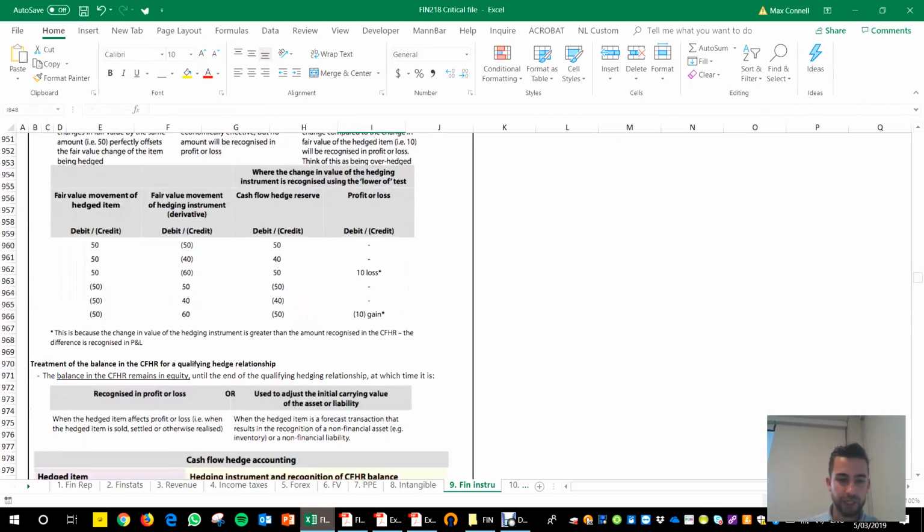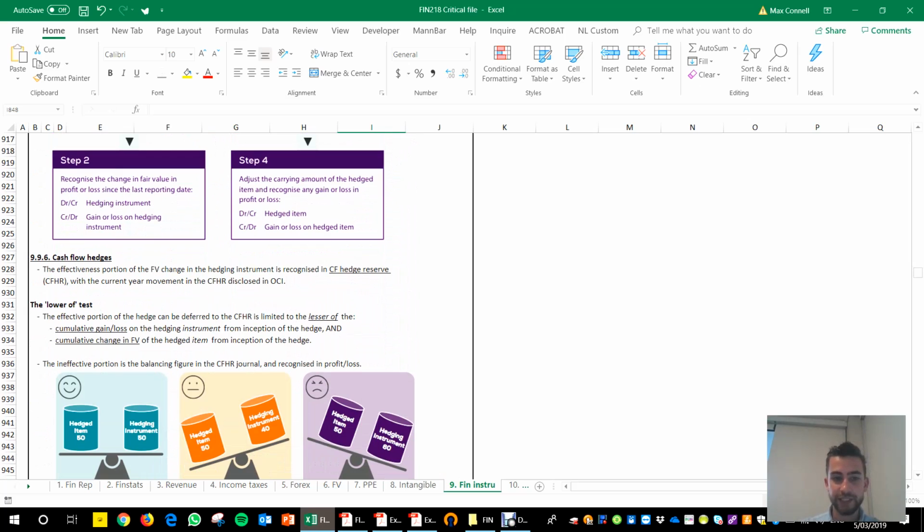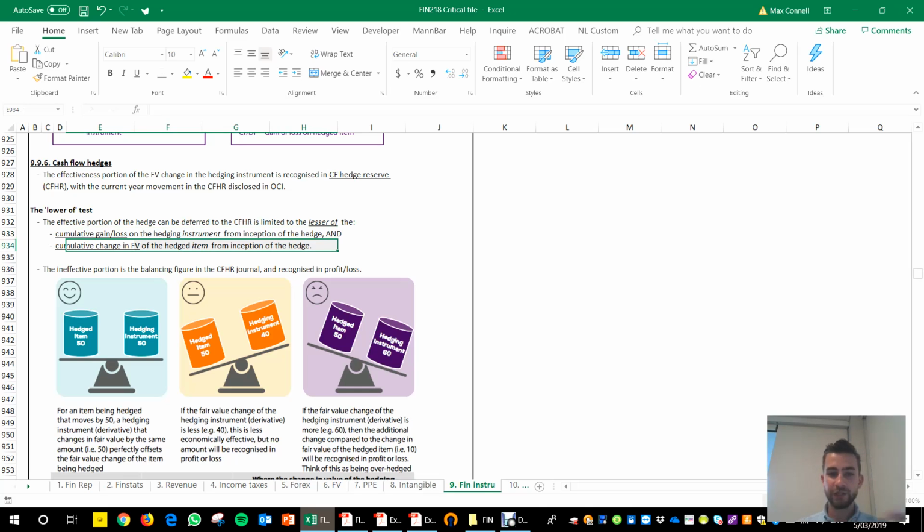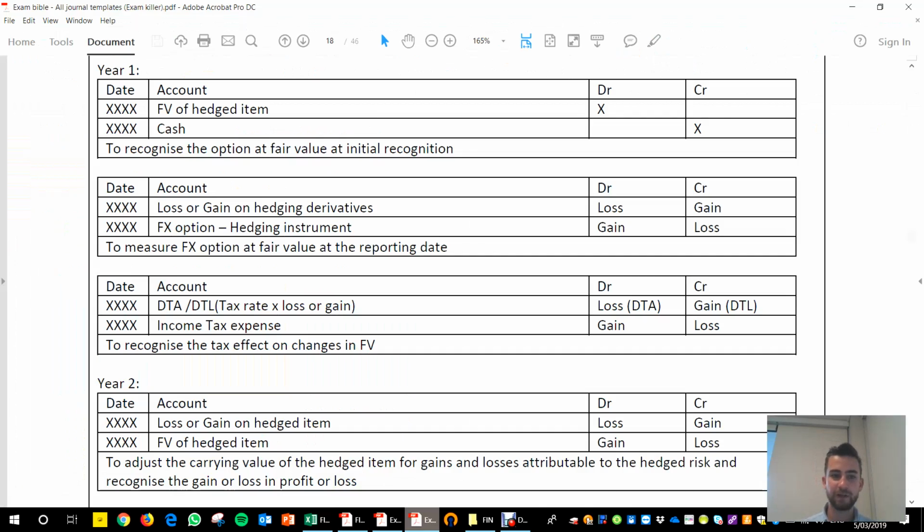Okay, so let's move on to the next section, which is about cash flow hedges. So we talked about before how cash flow hedges relate to an instrument which prevents the variability of cash flow. So, how do we do this? The effective portion of the hedge that can be deferred to cash flow hedge reserve is limited to the lesser of the cumulative gain on the hedging instrument from the inception of the hedge and the cumulative change in fair value of the hedged item. So what does that mean? It's quite similar to how we approach the fair value hedge.